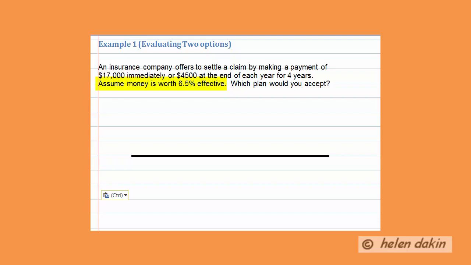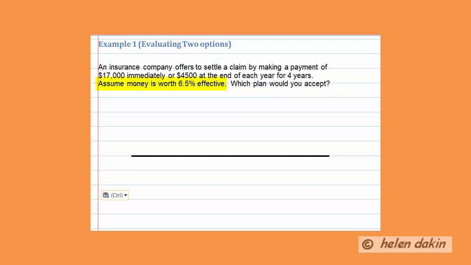You cannot make a decision simply by comparing the $17,000 cash payment immediately versus the $4,500 at the end of every year for 4 years. We have to bring them to a common denominator, we have to compare apples to apples. If we make payments over time, we have to reduce them to an equivalent value at the same time period. So let's take a look at the first option.